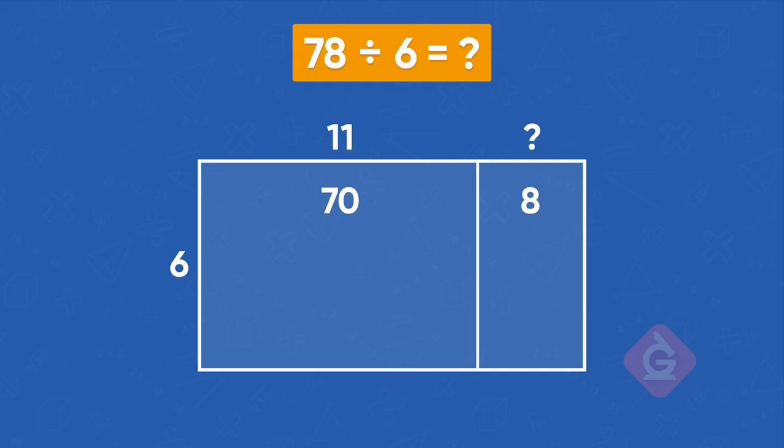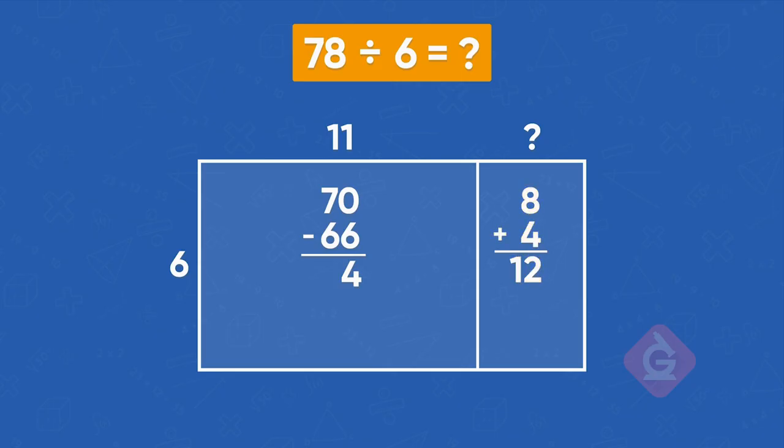We do that by multiplying 6 times 11, which is 66, then subtract 70 minus 66. 70 minus 66 is 4. Very good. Now we move this leftover area to the next section. To find how much area is in this section, we add 8 plus 4. 8 plus 4 equals 12.